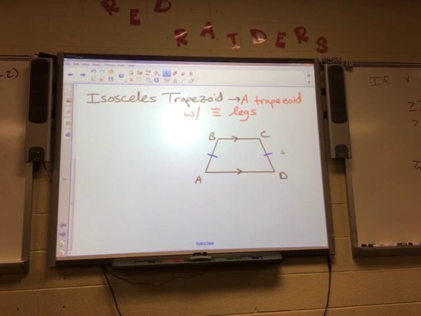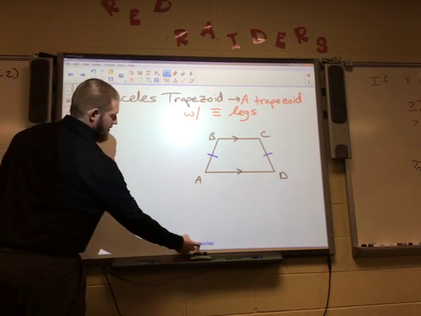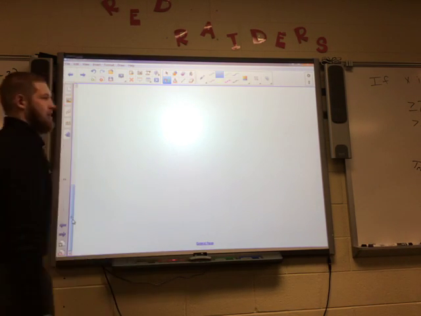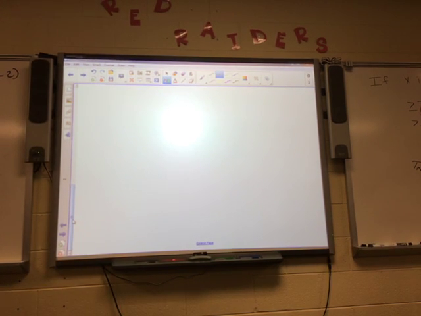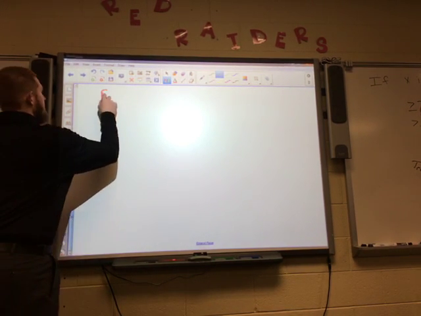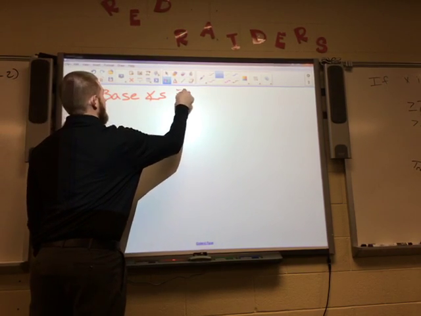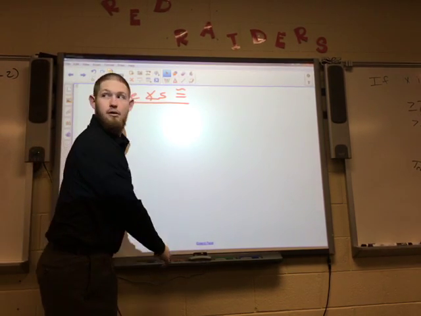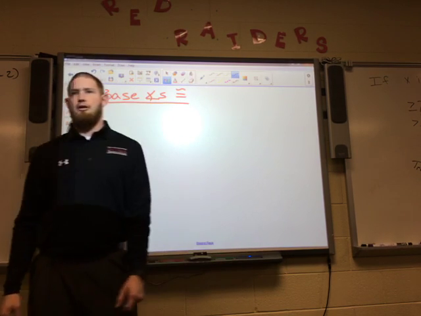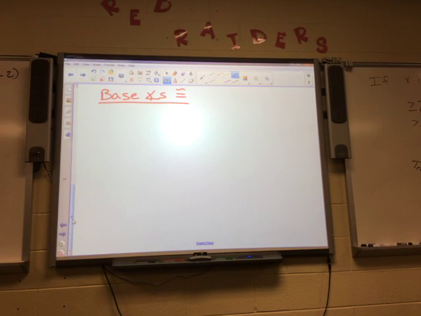Our first 3 theorems. Okay, again, these start under our trapezoid section. The first one we're going to call base angles congruent. And pretty easily you're going to be able to tell what this theorem is going to say, correct?